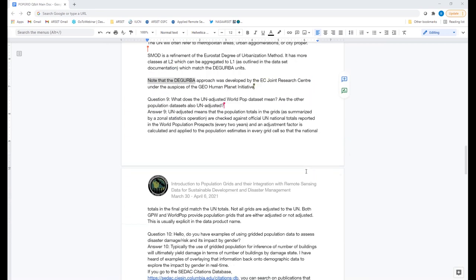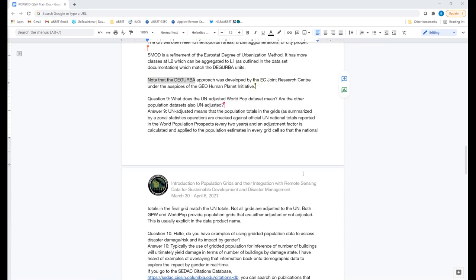So UN adjusted means that the population totals in the grids, when we first produce the grids, we check the population totals for every country against the official UN national totals reported in the World Population Prospects, which comes out every 2 years. And based on our totals versus the UN totals, we calculate an adjustment factor that is then applied to the population estimates in each grid cell so that the national totals in the final grid match the UN totals. And so not all grids are adjusted in this way to match the UN.